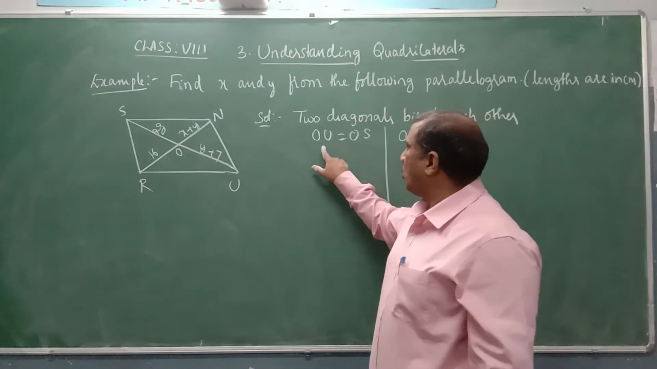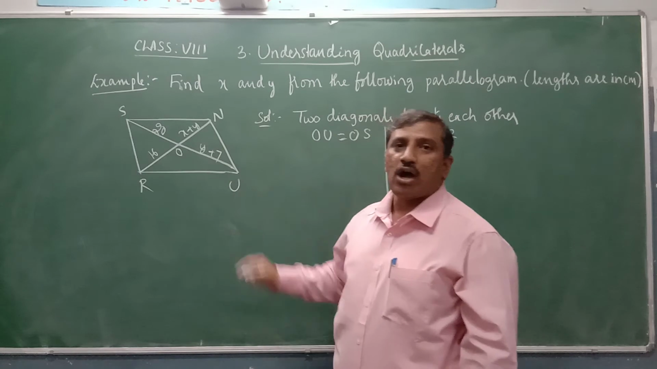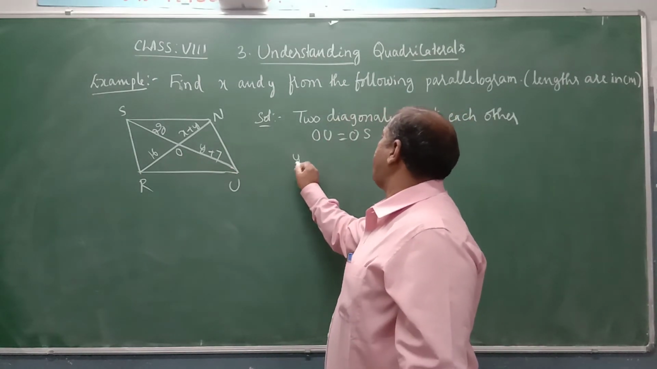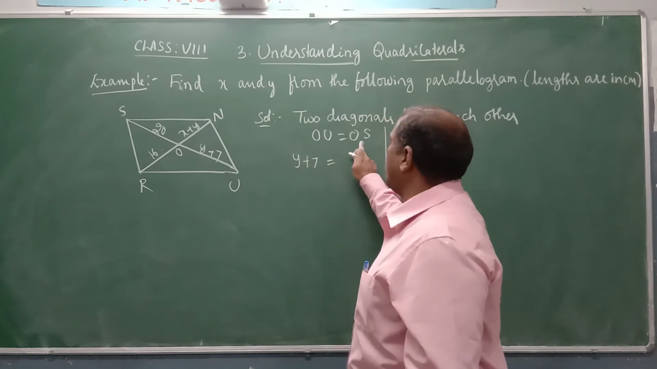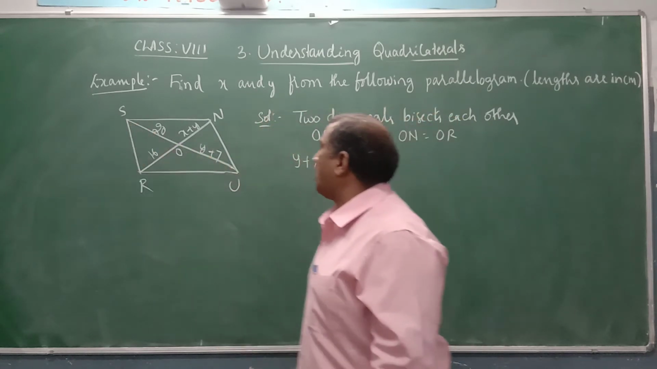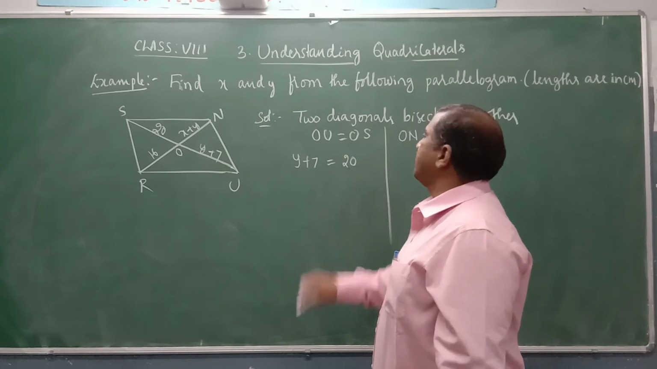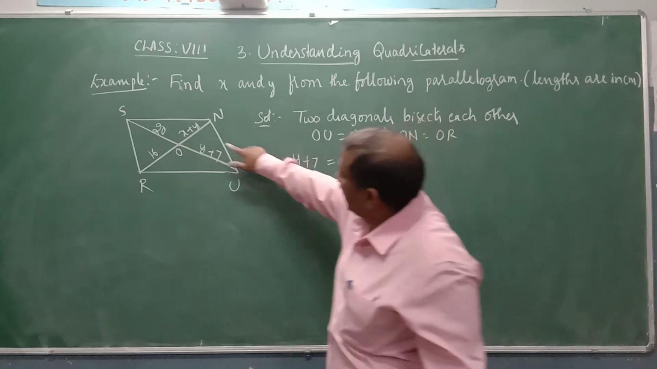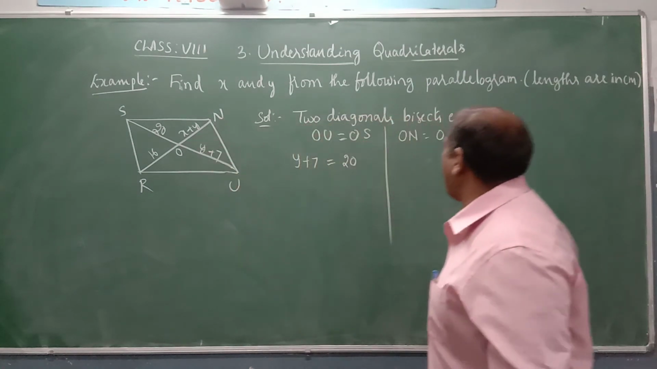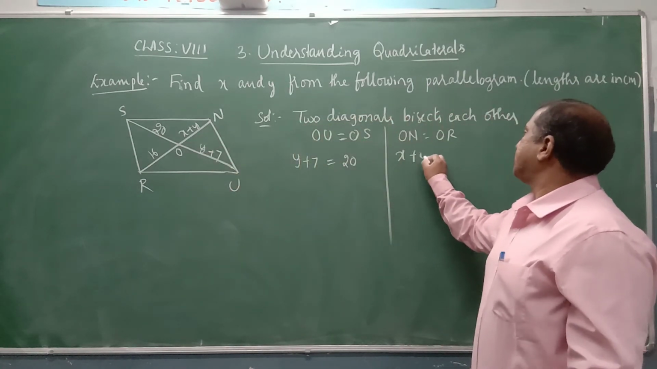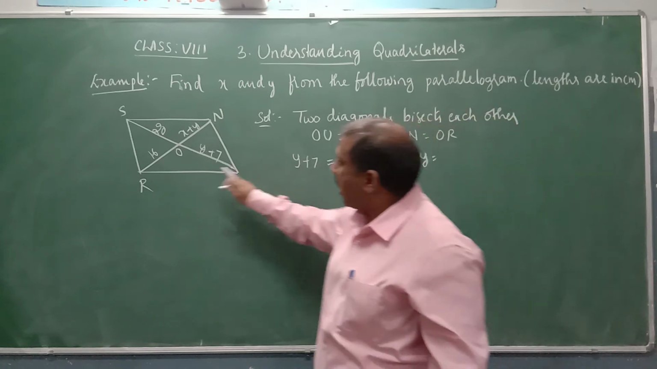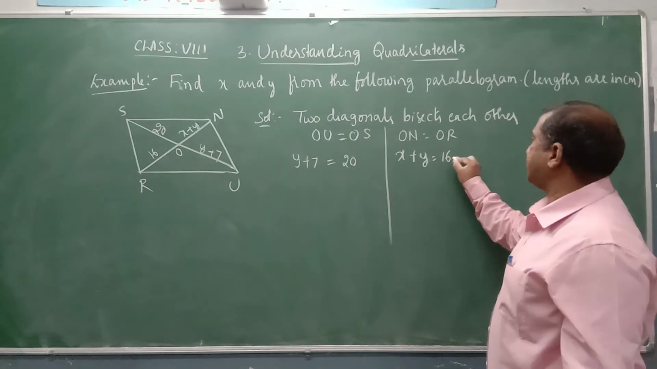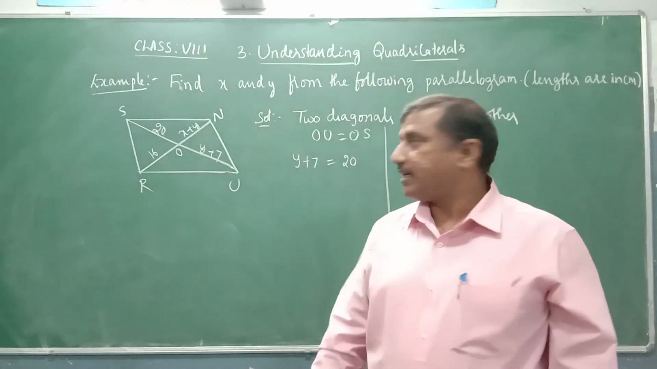Now we know OU is equal to OS. How much is OU in the question? OU is y plus 7. That is equal to OS. OS is how much? It is 20 centimeters. Similarly, the length of ON is x plus y. That is equal to the length of OR, which is 16 centimeters.